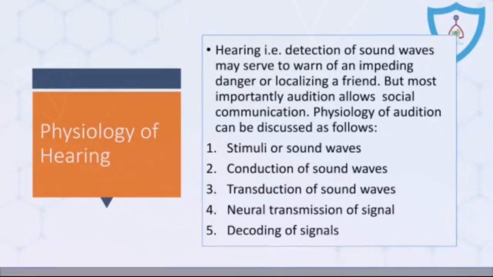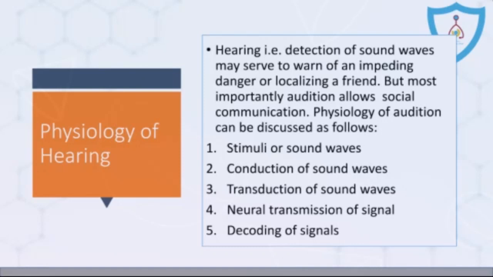Here is a summary of the physiology of hearing: detection of sound waves. This is important because it can be a warning of imminent danger, or help in localizing a friend. But the most important thing is that communication majorly happens through verbal means, and that is only possible because we can interpret sound vibrations and get to know what the other person is saying or communicating to us.